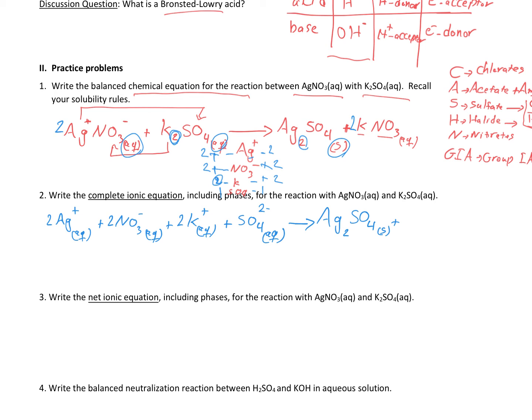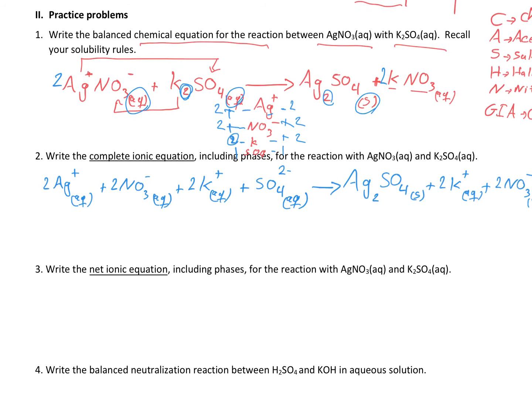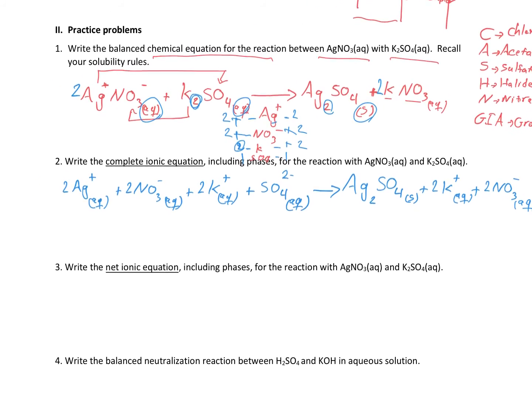And the next one is aqueous, so you have 2 potassium, aqueous, and 2 nitrates, aqueous. So that's a complete ionic equation. The next question is asking for the net ionic equation.